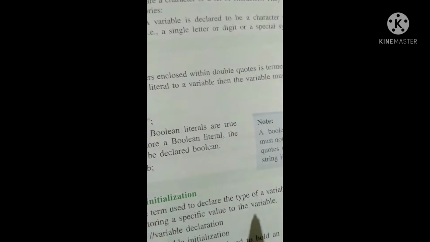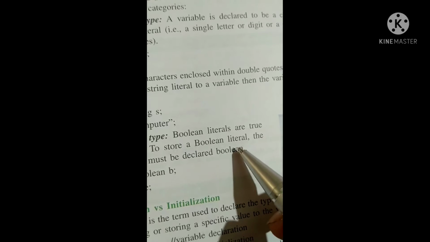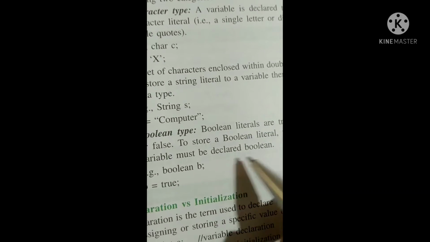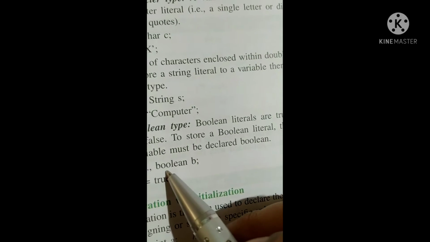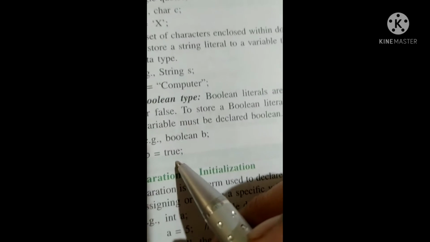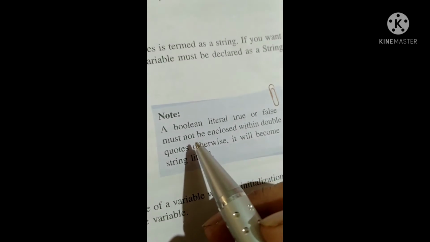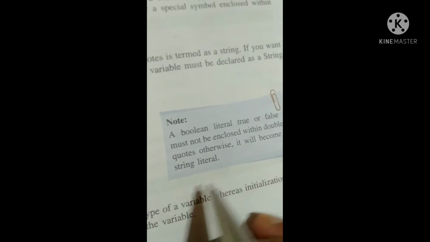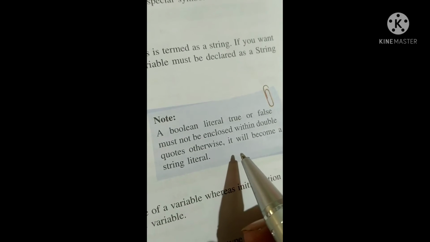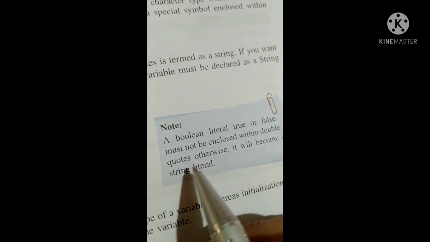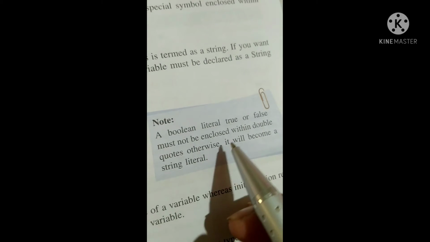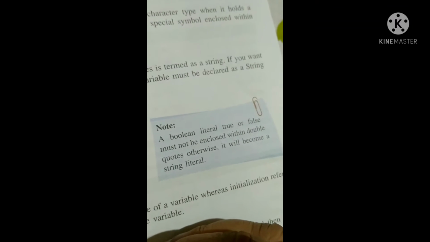Now boolean: we have either true or false. Boolean stores a boolean literal. The variable must be declared as boolean b equal to; before b you have to write boolean. b equal to true. It will be either true or false. Here, note that you should not write boolean values under double quotes, otherwise they will be assumed as a string. That's why don't include your boolean data in double quotes.